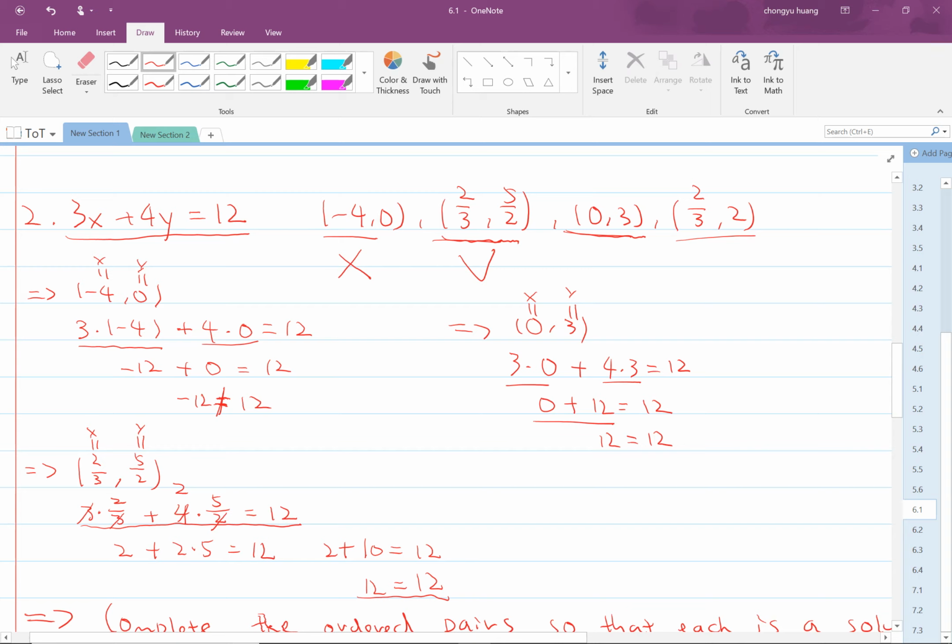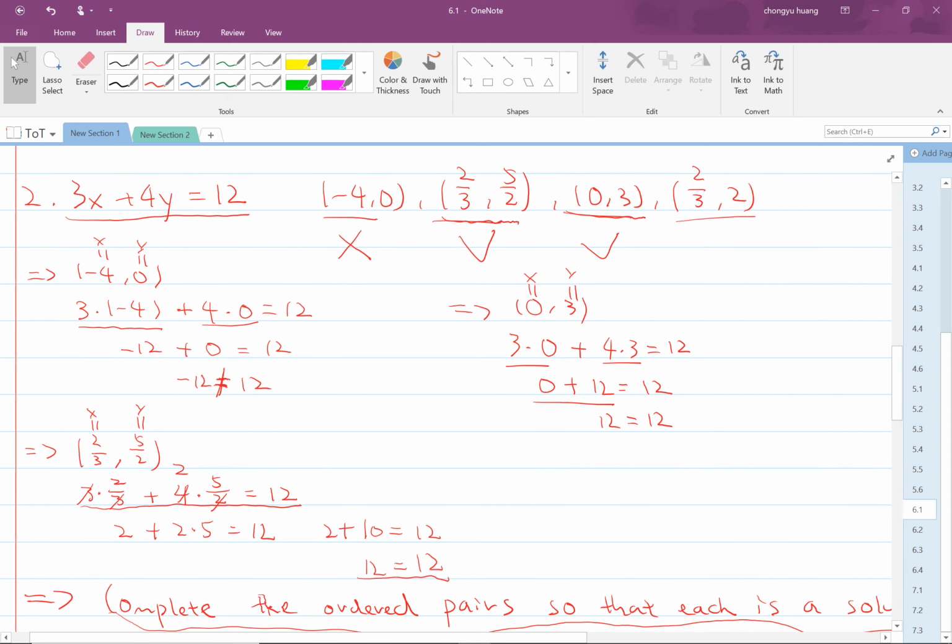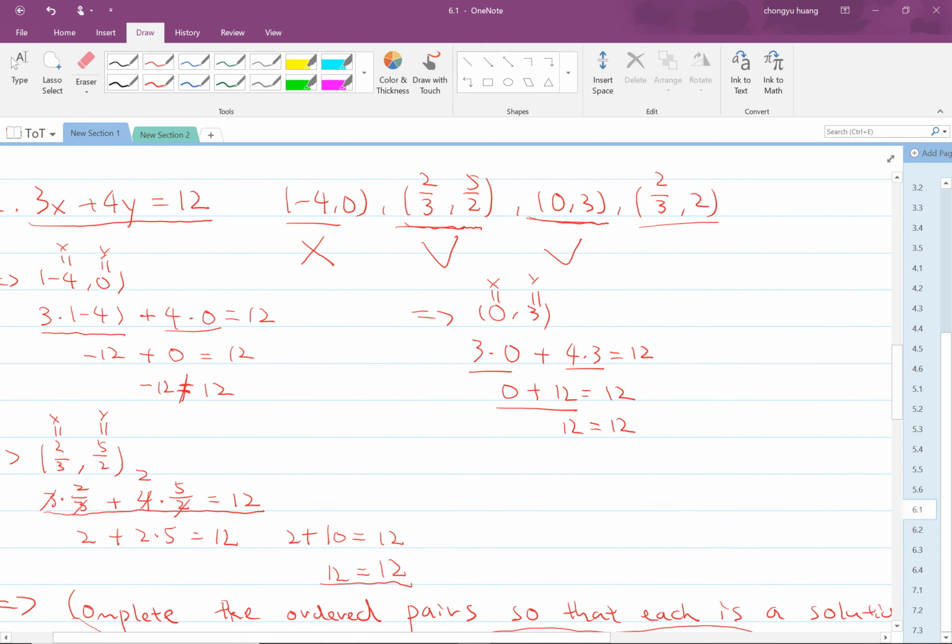So now you see the number does match it. So obviously you know that this point has to be included in the equation, right? So this point has to be included in the equation. Okay, let's move into this part.